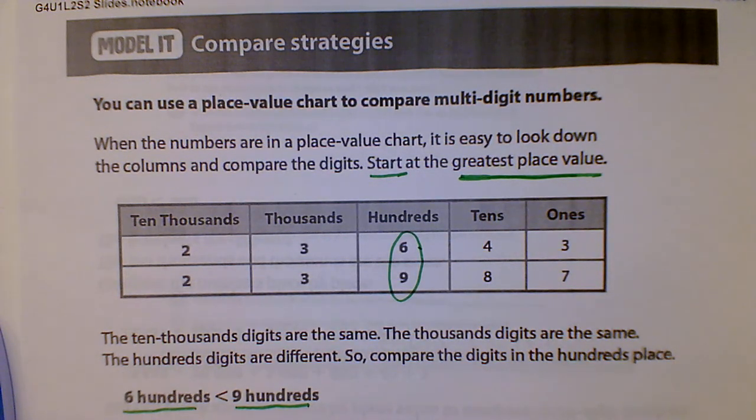And then it goes on to say the 10,000s digits are the same, which is what I just said. The thousands digits are the same, but the hundreds digits are different. So compare in the hundreds place.